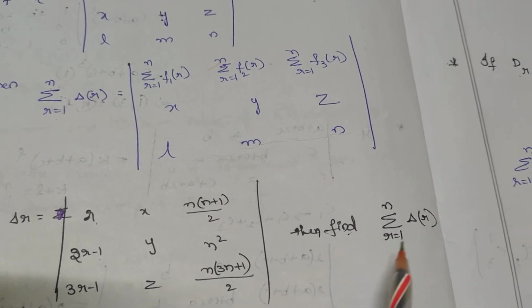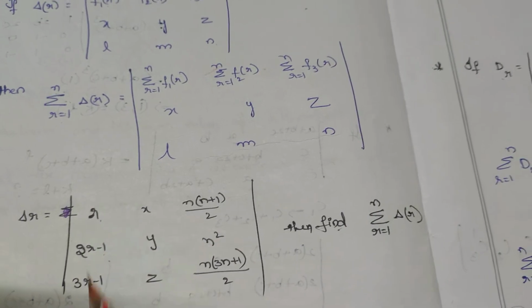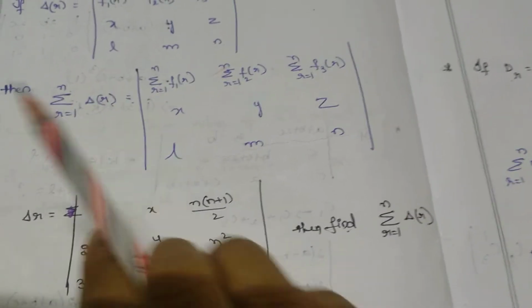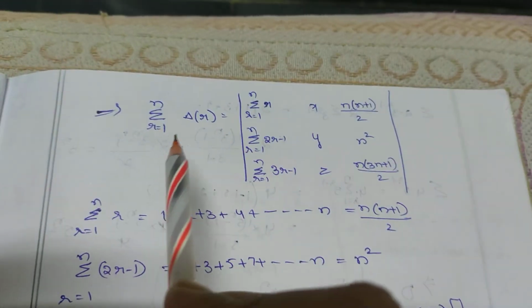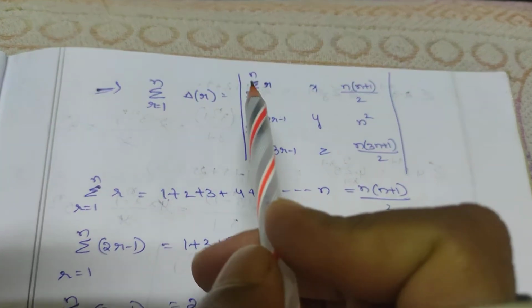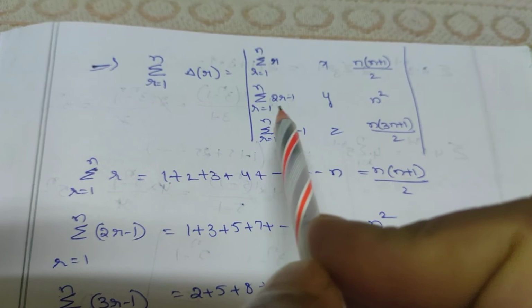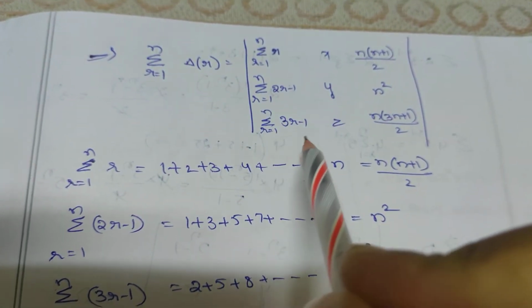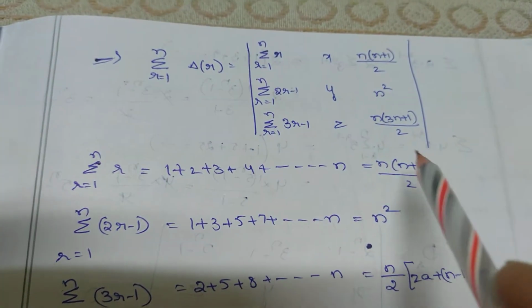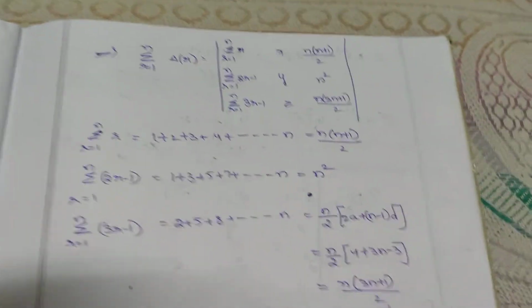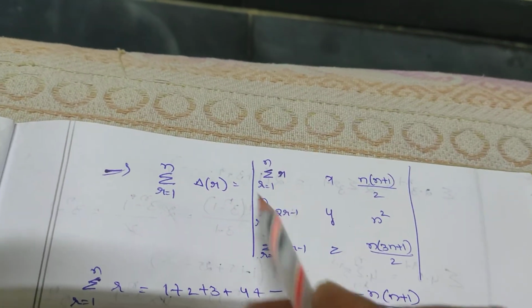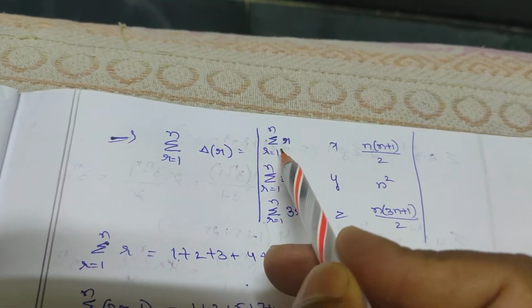So this sigma we have to apply only to the first row, sorry, first column. Sigma r is equal to 1 to n of delta of r is nothing but the first column entries: sigma r is equal to 1 to n of r, sigma r is equal to 1 to n of 2r minus 1, sigma r is equal to 1 to n of 3r minus 1, then x, y, z, and the third column also written as it is. Now we will separately discuss each entry in the first column.